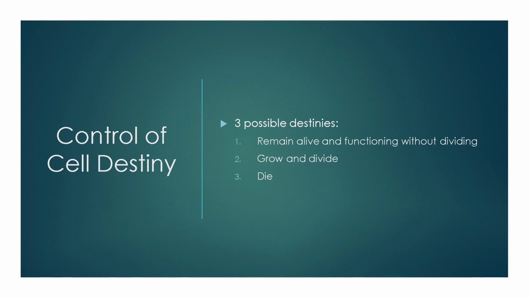Now there are three possible destinies for every cell. They can remain alive and just function without dividing. They can grow and divide, or they can die. So these are essentially the three fates that can happen to any cell.